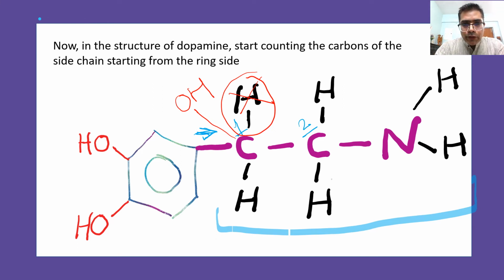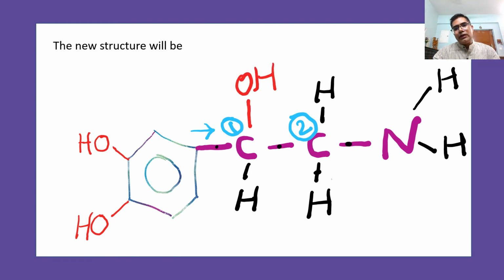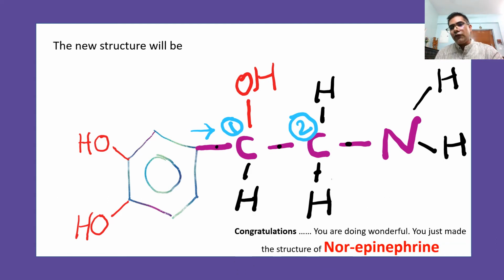So in the first carbon from the side chain, if you remove one hydrogen and add one OH there, your new structure will be this one. So you can see the change in the structure. In the first carbon, instead of one H, the new OH has come. So friends, you are doing wonderful. You have just made the structure of norepinephrine. Isn't it easy?